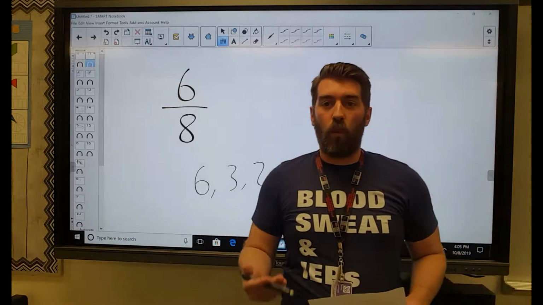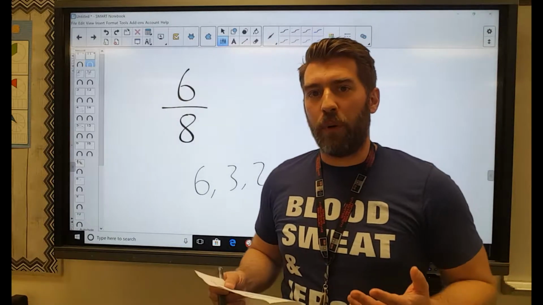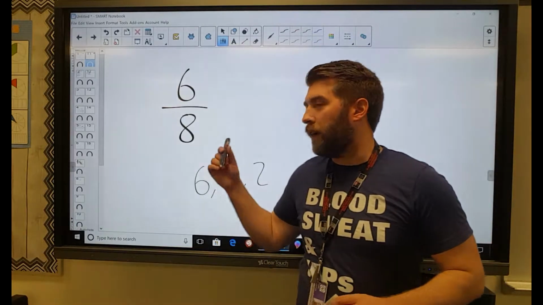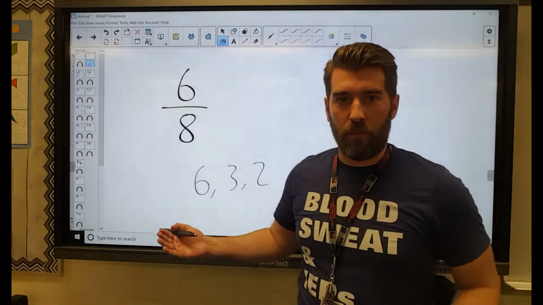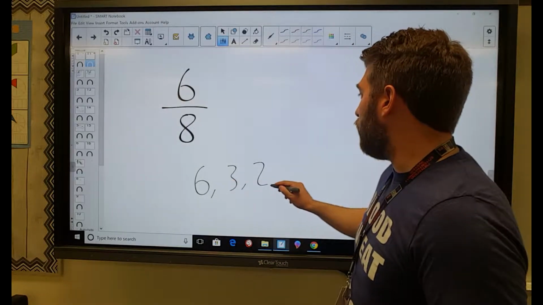Now, yes, 1 is a factor of 6. 1 is always going to be a factor, but we don't use it. The reason we don't use it is because when you divide by 1, nothing changes. So 6 divided by 1 would be 6. We wouldn't reduce it in any way. So we have 6, 3, and 2.